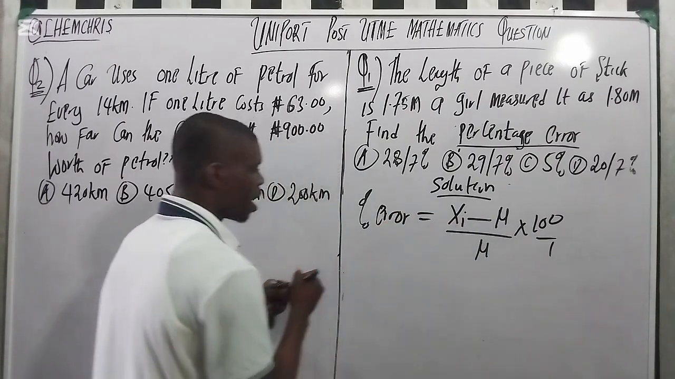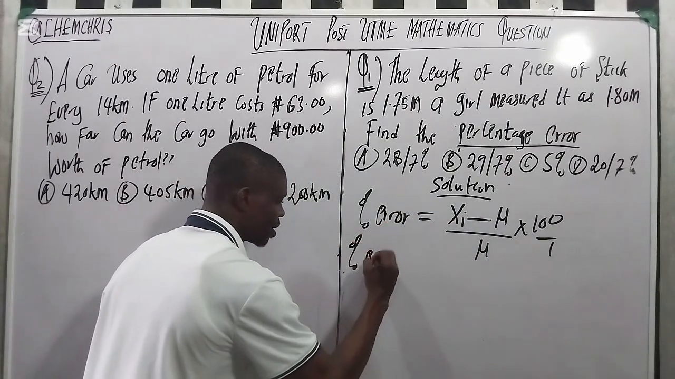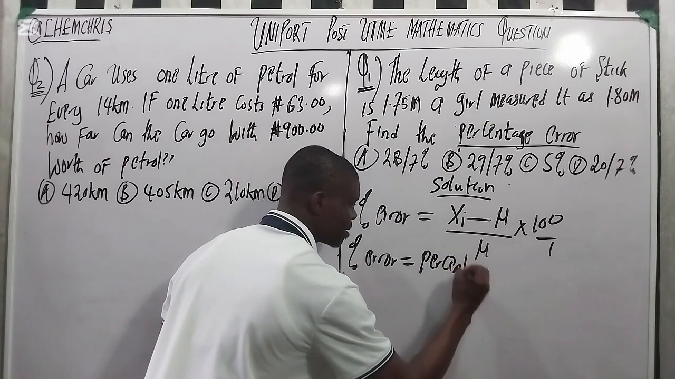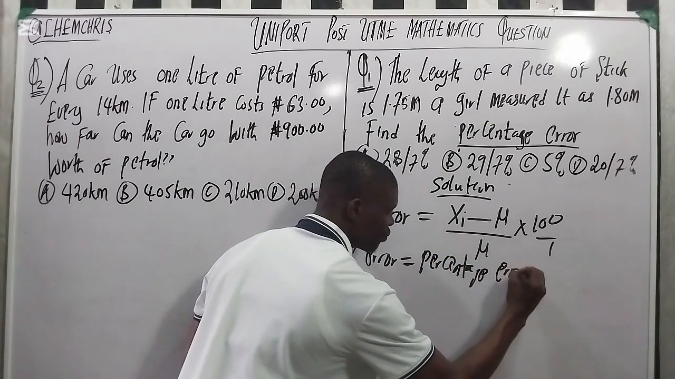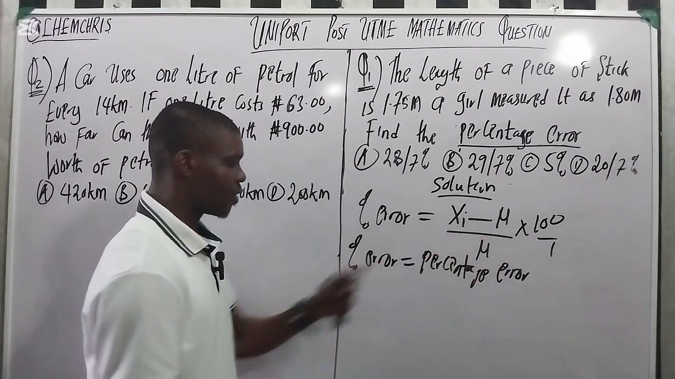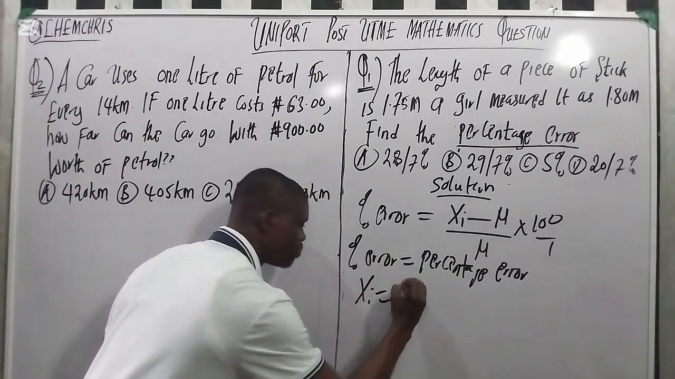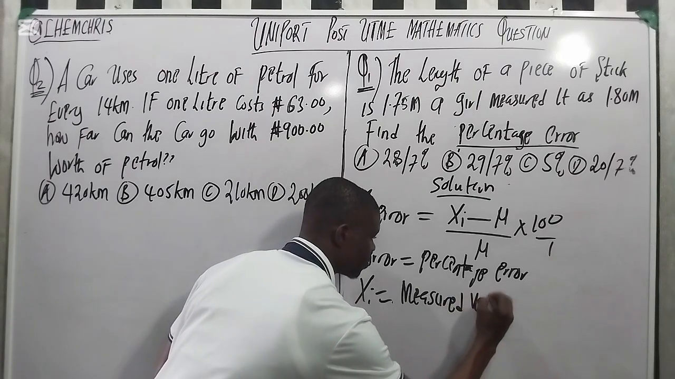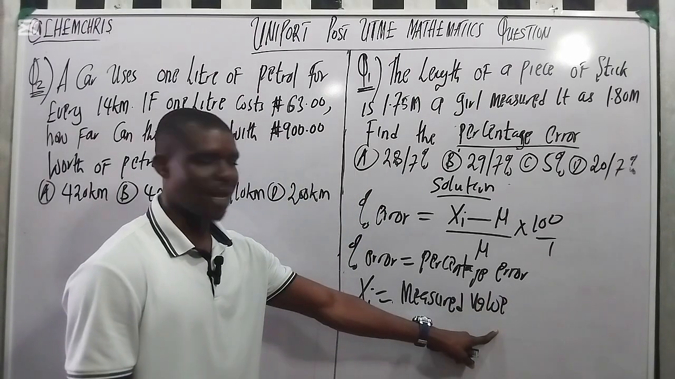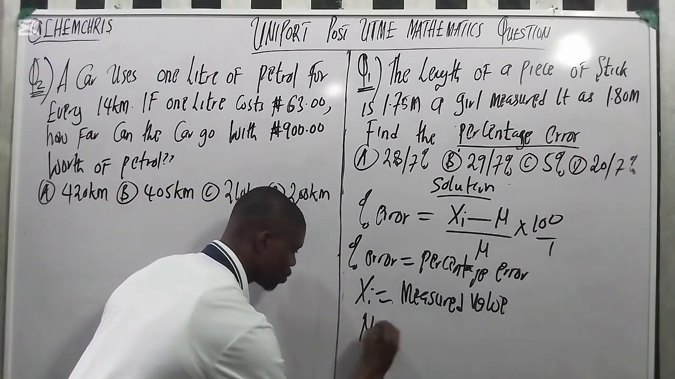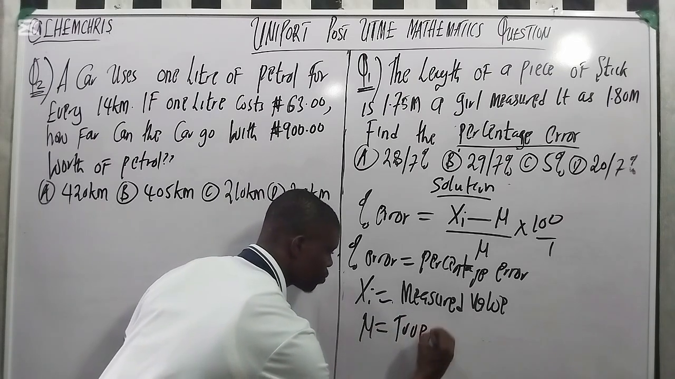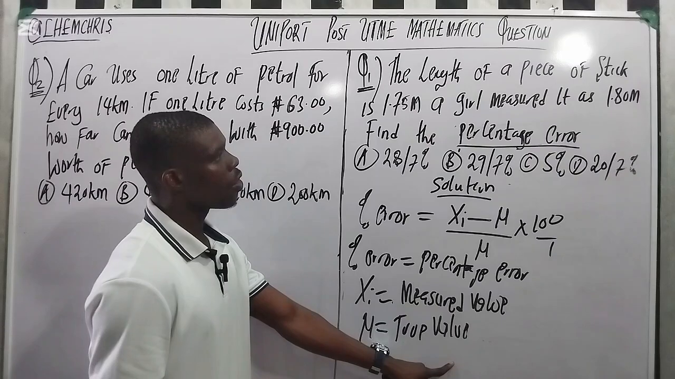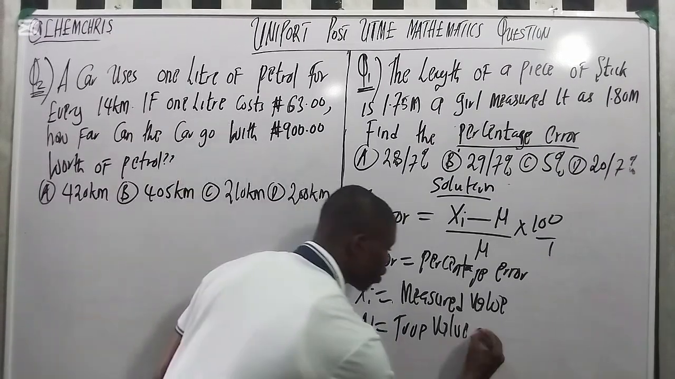The percentage error you are seeing here is equal to percentage error. Here we have Xi, which is the measured value. Then mu here is the true value, or actual value.